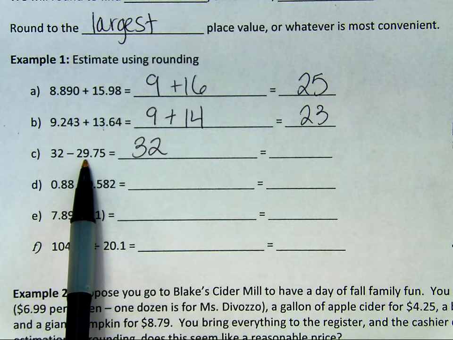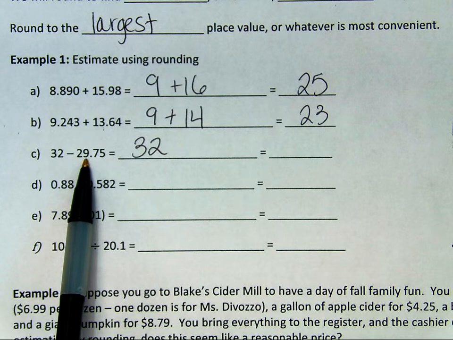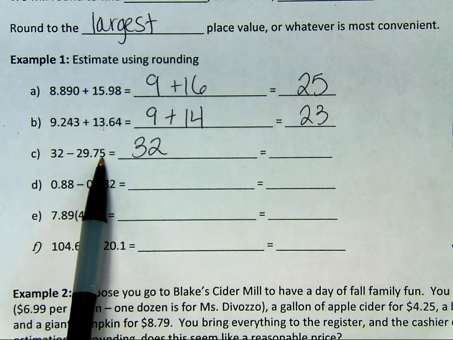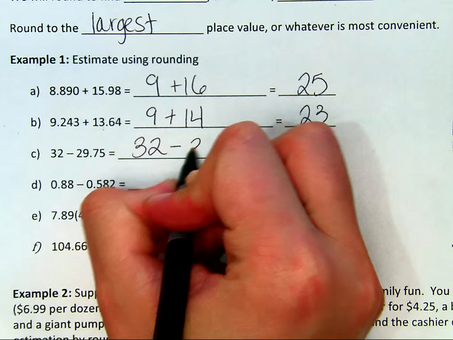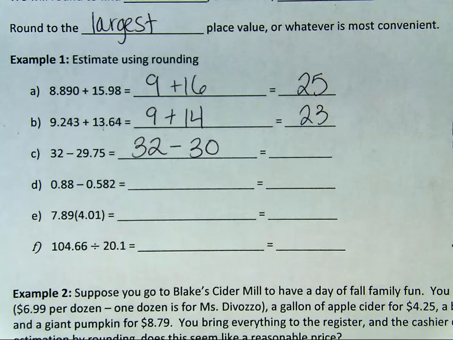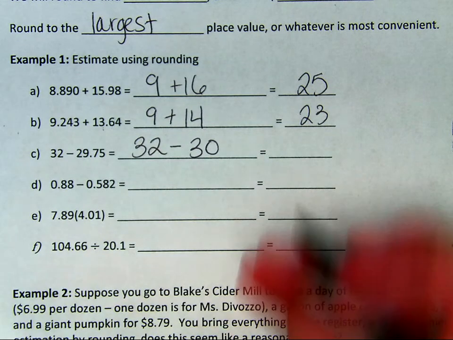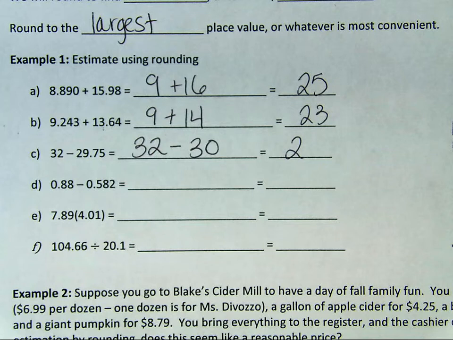Now, 29.75 to the nearest ones place, or whole number. Here's my ones place. Look at the digit to the right, which is a 7. That tells us to round up. So this is similar to 32 minus 30, and that leaves us with 2.